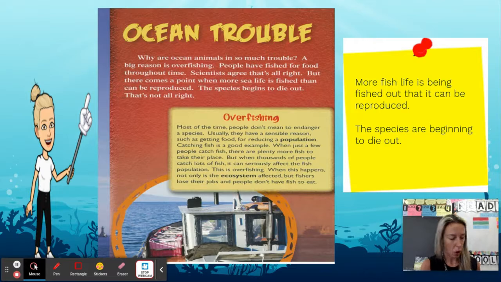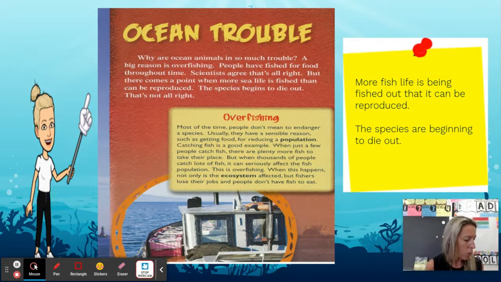Let's begin reading Ocean Trouble. You'll find this on page 10 in your book. And as we're reading, I want you to pay attention to new information that you're learning. You're going to see that I have a Post-it next to the page, and here I'm going to jot down new information that I've learned.